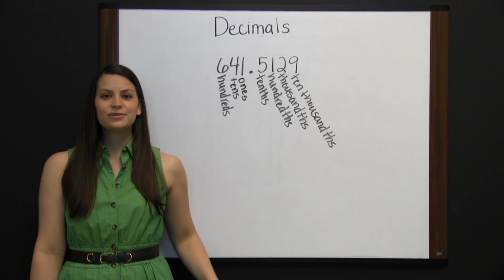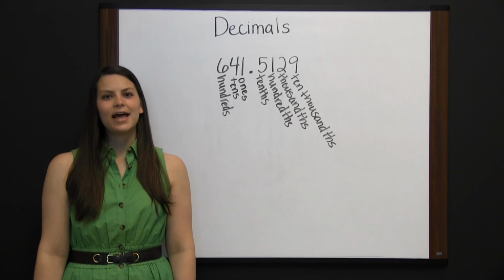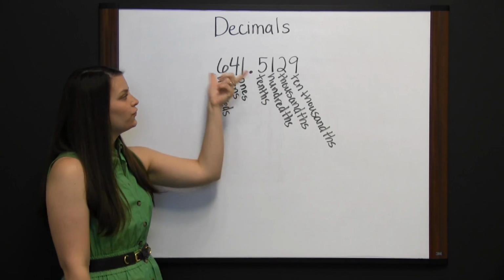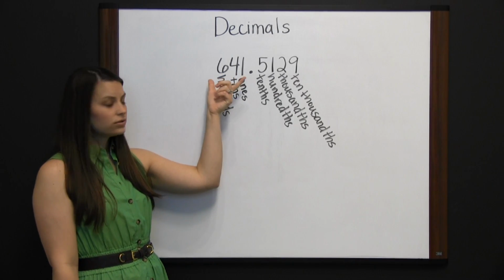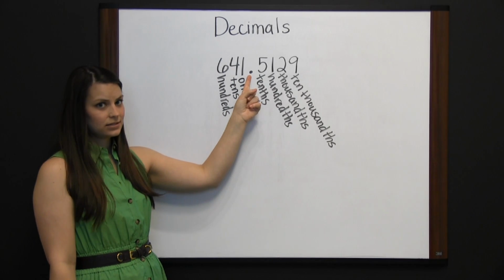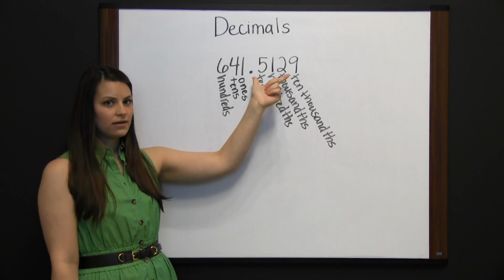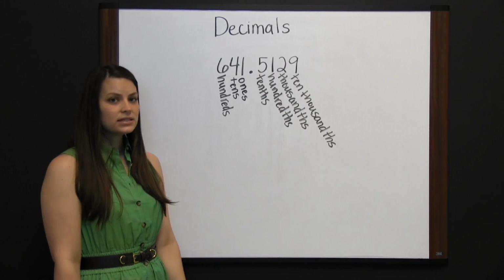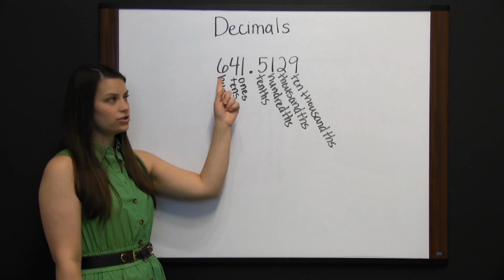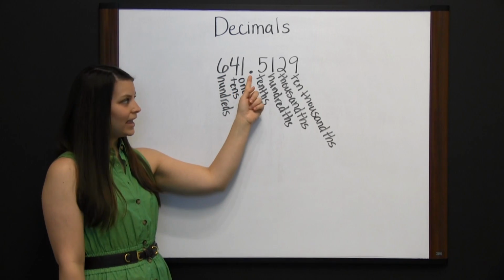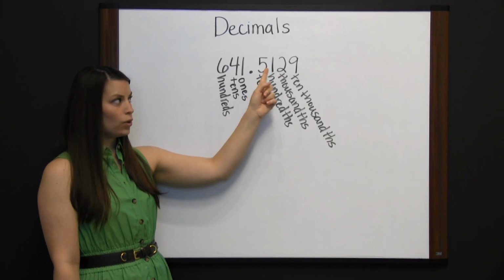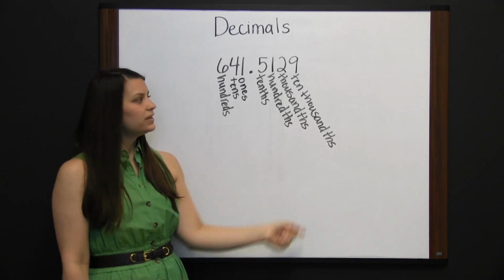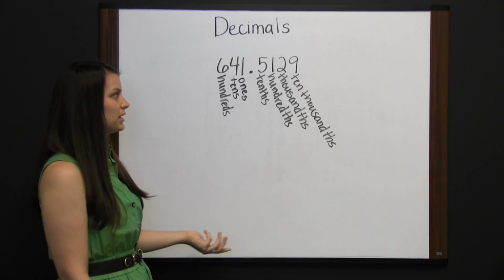Decimals use place value to represent an amount. To read a decimal, like we have here, first read the number to the left as a whole number, followed by and, then read the number to the right of the decimal, followed by the last place value. So this number would be read as 641 and 5,129 10,000ths. This number could also be represented as a mixed number.